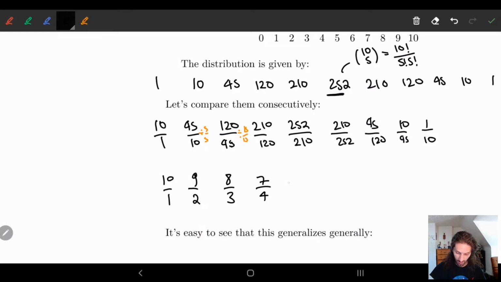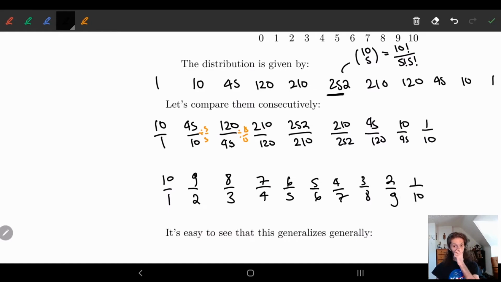And you can kind of see where this is going. So we get 6 over 5, 5 over 6, 4 over 7, 3 over 8, 2 over 9, 1 over 10. And it's actually not too hard to see this.